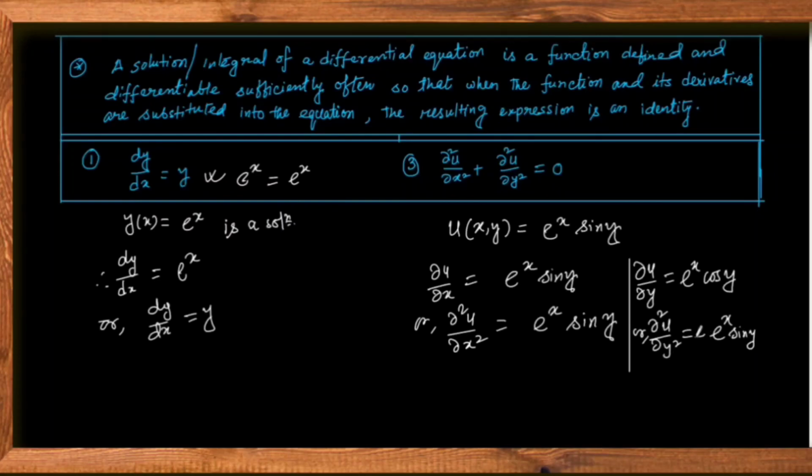Now put these values into the given equation. If we add del^2u/del x^2 plus del^2u/del y^2, we will get 0, the given equation. That means it is an identity. So y(x) equals e^x is a solution of the first equation, and u(x,y) equals e^x sin y is the solution of the third equation. Note that a solution does not involve the derivatives.